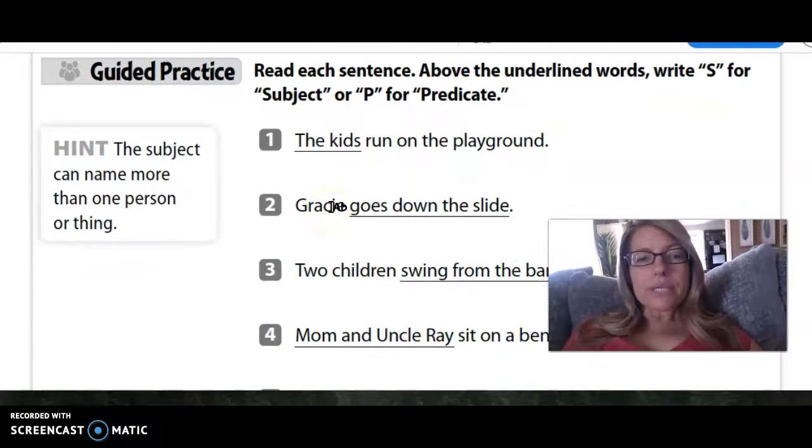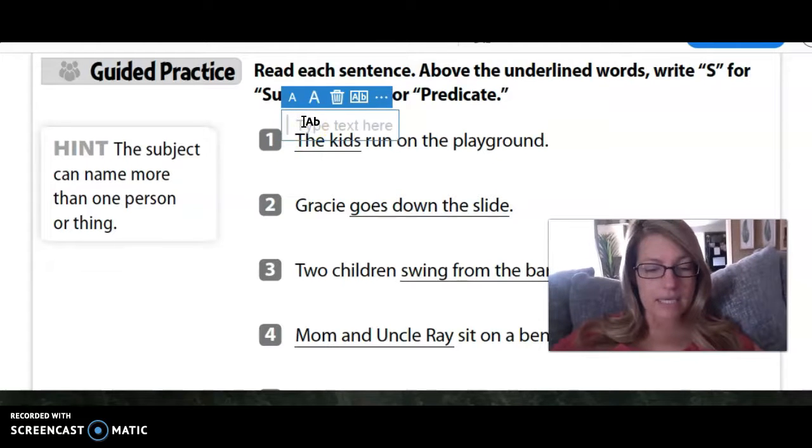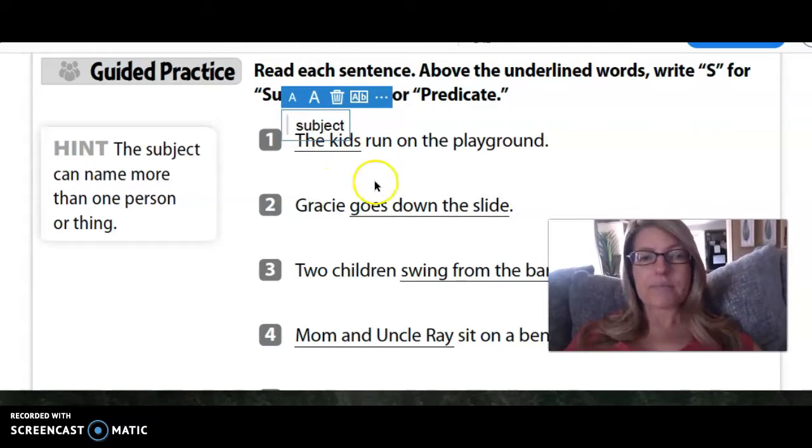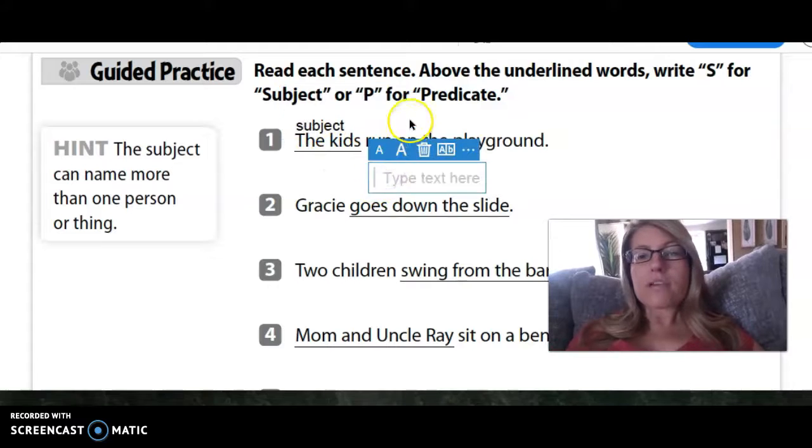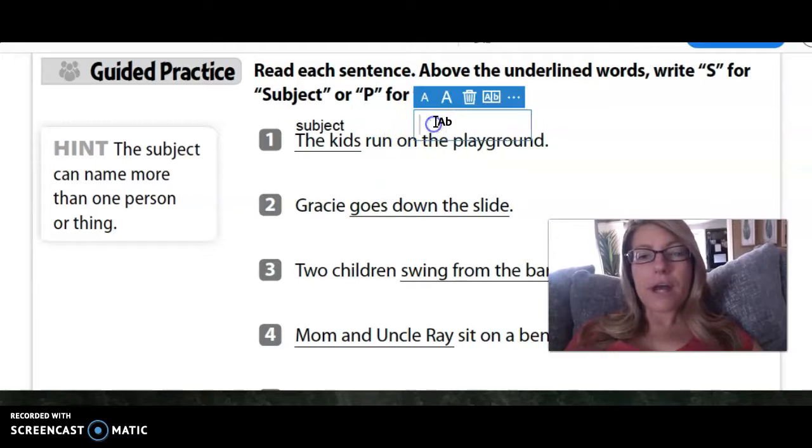Let's go through these sentences and decide what the subject is and what the predicate is. The kids run on the playground. Who is this sentence about? The kids. So that's our subject. What are they doing? They're running on the playground. So that whole piece, run on the playground, is our predicate.